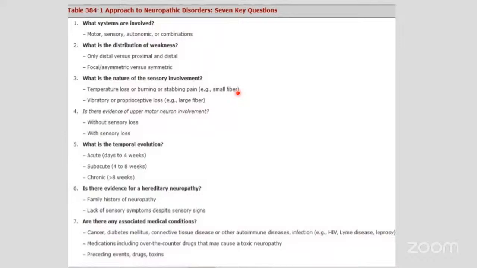We also have to see whether there is evidence of hereditary neuropathy. Is there a family history, or is there a lack of sensory symptoms despite sensory signs? This favors a hereditary neuropathy. We also have to assess for associated medical conditions, that is cancer, type 2 DM, connective tissue diseases, autoimmune diseases, and infections. Medications or over-the-counter drugs that may cause toxic neuropathy, herbals or toxins which may cause a peripheral neuropathy.